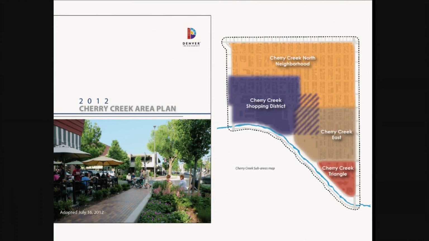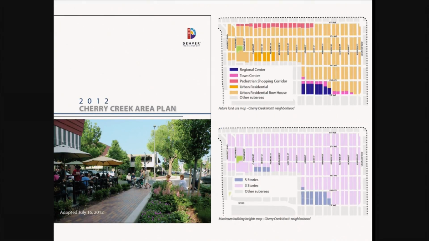So let's just look at a few more neighborhoods before I hand it off. In 2012, the Cherry Creek neighborhood plan happened, or it was adopted. Actually it went for a couple years beforehand, but it was finalized in 2012. And they have different sub-areas: shopping district, Cherry Creek North, which is a neighborhood, Cherry Creek East, which is a different neighborhood, a different density of neighborhood, Cherry Creek Triangle.